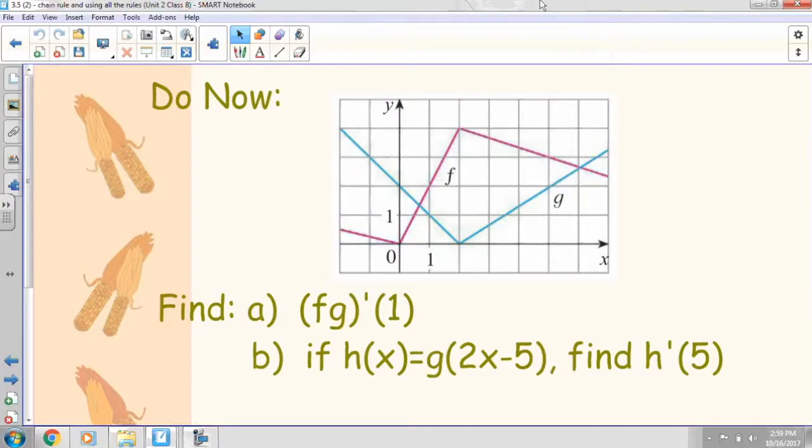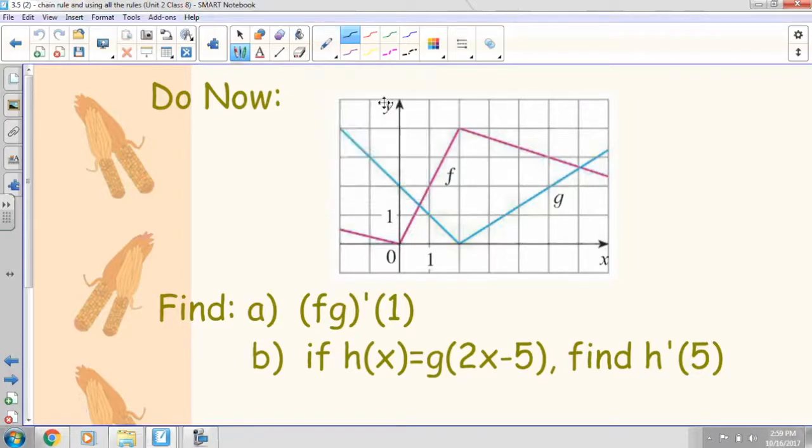Hi, so we're going to be doing this do now problem. It's a little bit different than the ones we've done before. It's still asking for the derivative of fg, f times g, prime of 1, and h prime of 5. But now instead of a table of data, we're given a graphical representation of the functions so that we can find f, f prime, g prime.